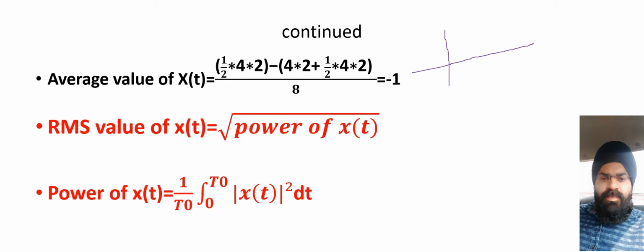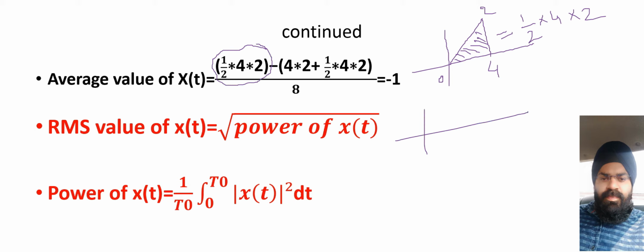From 0 to 4, this is a triangle. What is the area of the triangle? Half of base into height, where the height is 2. So it is written here 1/2 into 4 into 2. And from 4 to 8, this is a trapezoid.